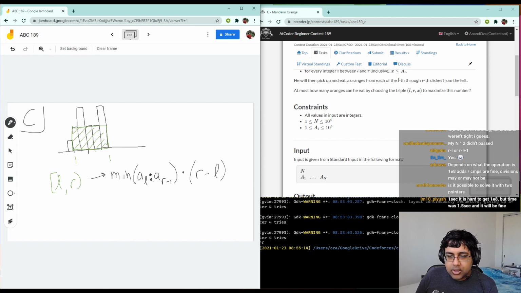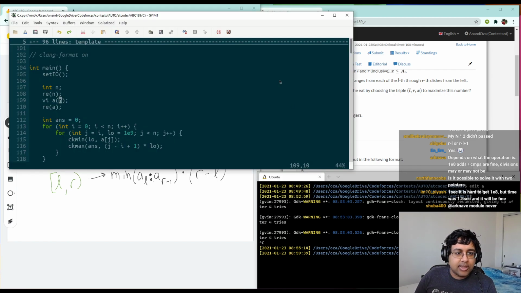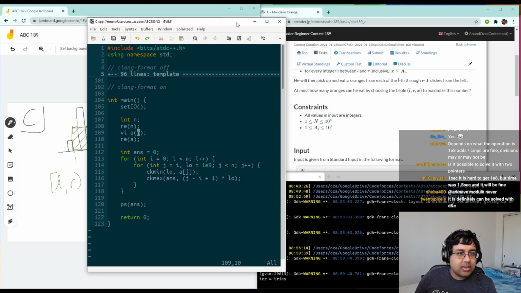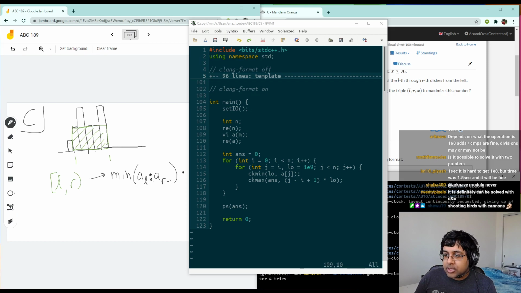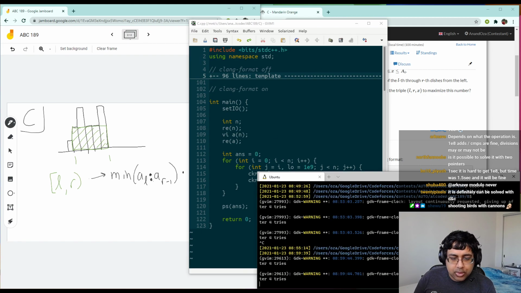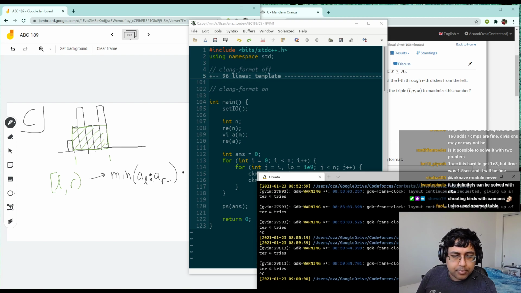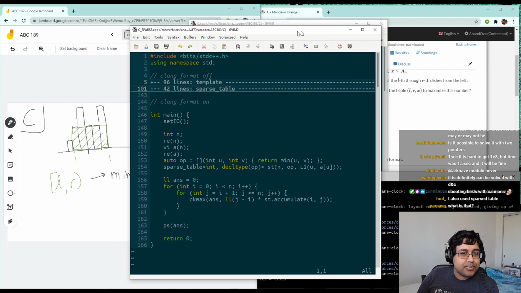Actually, the first way that I did it is using a sparse table data structure, which is a little overkill. It's not necessary for any Atcoder Beginner Contest C for sure. But let me just display that solution first because I think it's a little intuitive. Oh, actually, this is not that solution. Whoops. Okay. This is that solution.